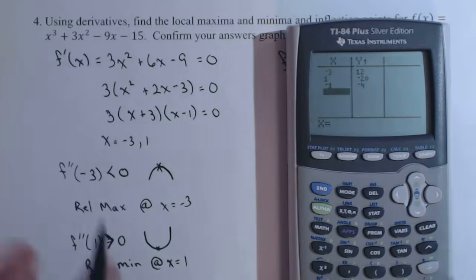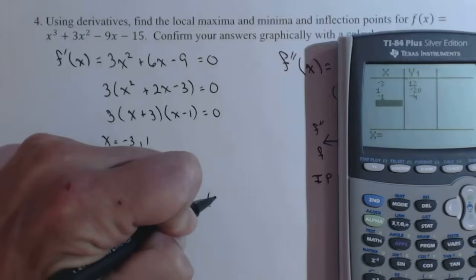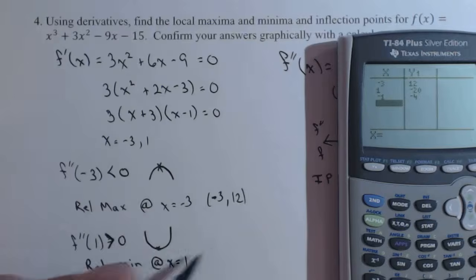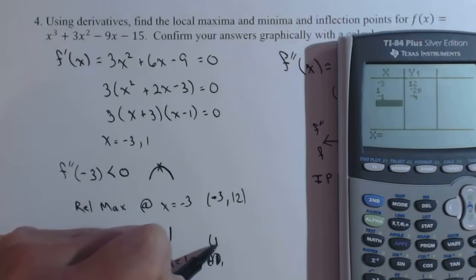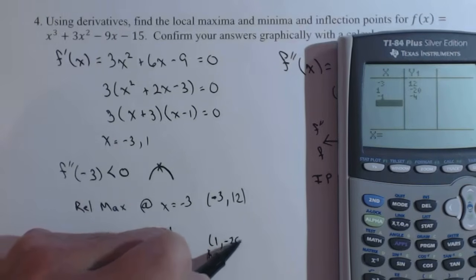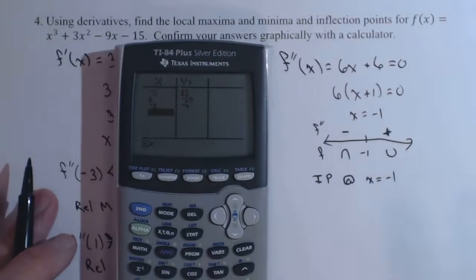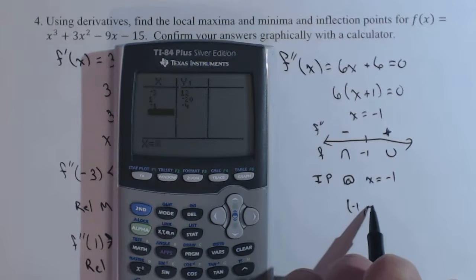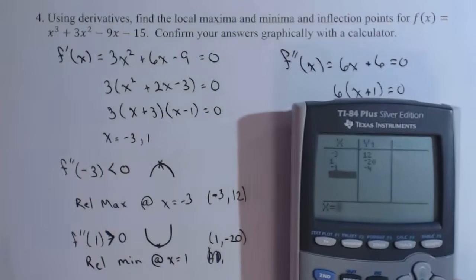So my relative max is the point (-3, 12). My relative min is the point, not -1, that was for our inflection point, (1, -20). Our inflection point is at the point (-1, -4). Now that we have this graph, let's confirm this graphically.